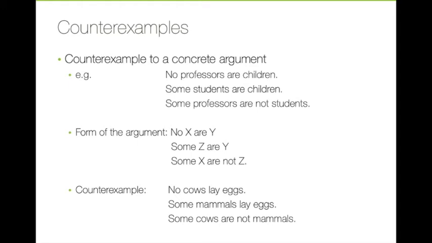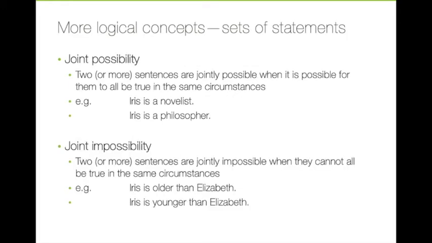So to repeat, the steps for constructing a counterexample to a concrete argument are: first, figure out the form of the argument. Then, construct a uniform substitution instance that makes the premises true and the conclusion false. Our goal in constructing a counterexample was to prove that an argument was invalid. Validity and invalidity will be our main focus when we study deductive logic.